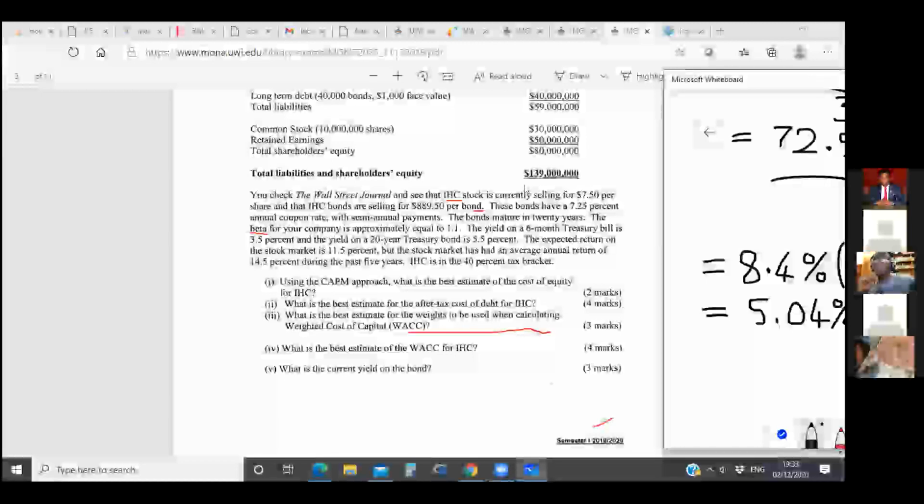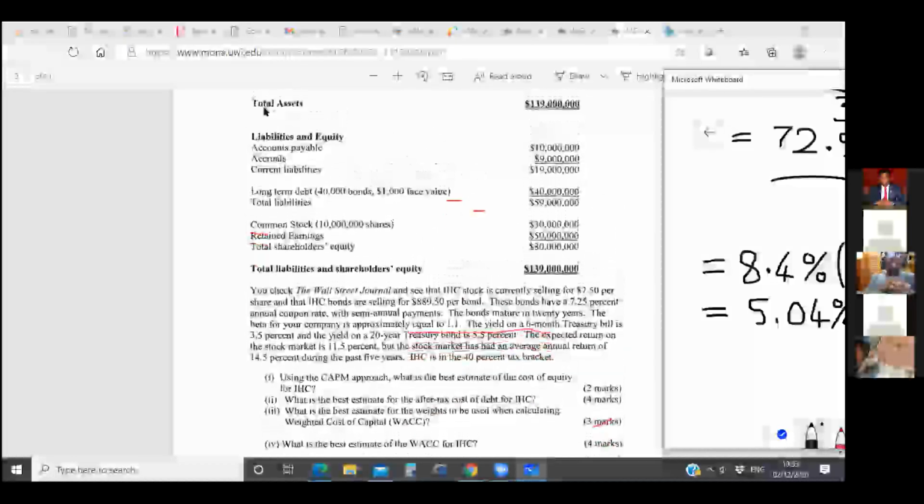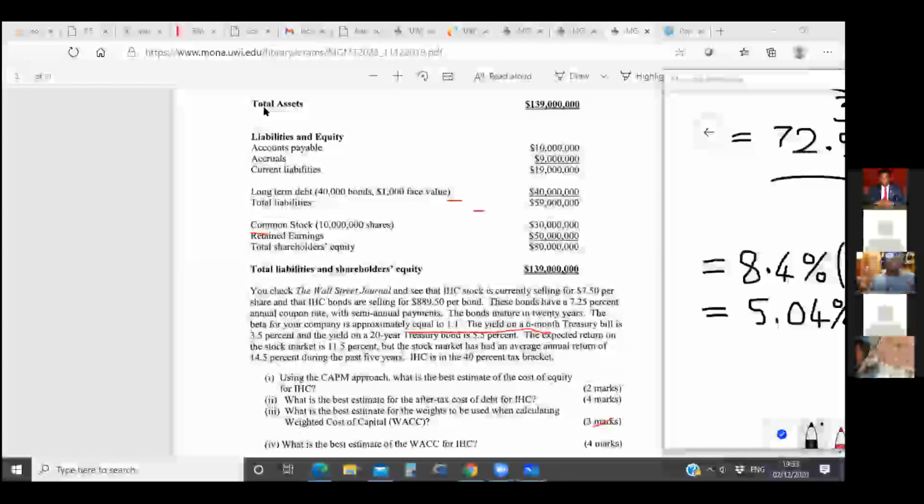Okay, so I get 8.4, let's call it 8.4%, rounding off. Yeah, let's call it 8.4%. Okay. Everyone is good with this? Like, we're fine with why we use this formula and the result that we got.